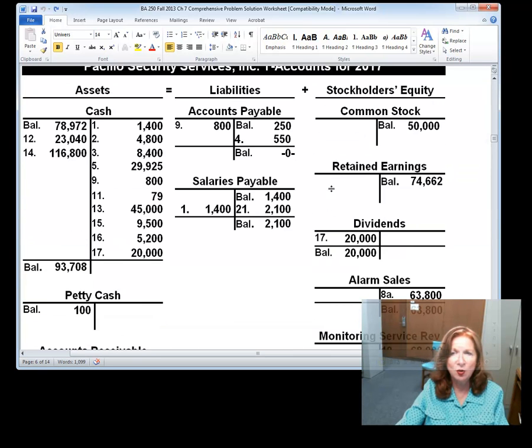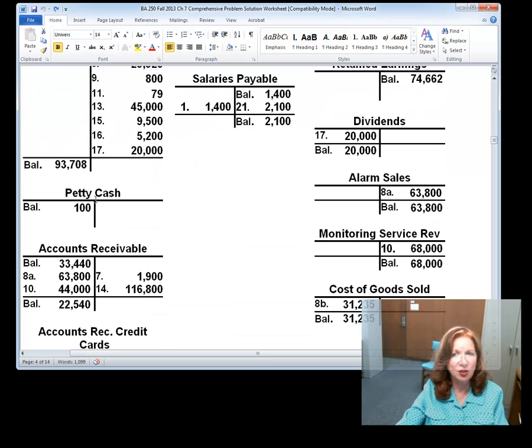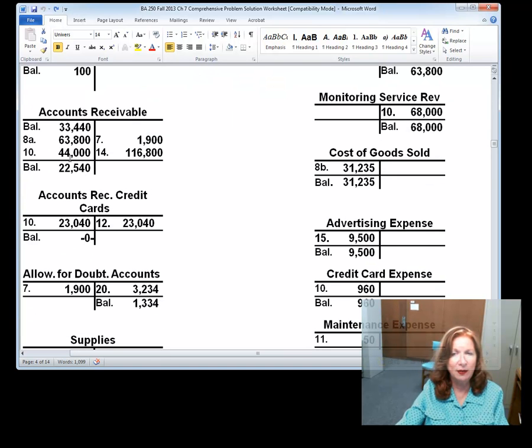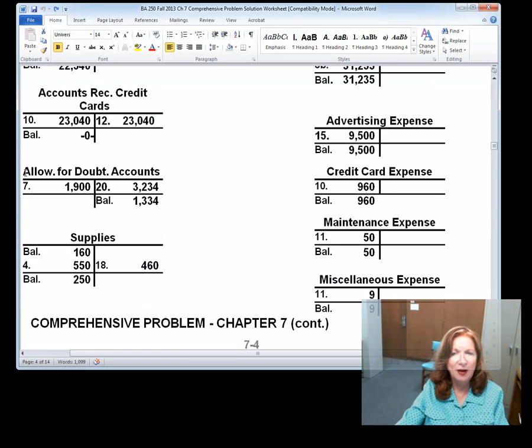Now remember, the trial balance is a list of the accounts starting with the assets. So right up here with cash, you put cash and its balance of $93,000 in the debit column. Then you put petty cash and its balance of $100. And then you put accounts receivable and its balance of $22,500. But then accounts receivable credit cards, another new account for this chapter, balance of $0. Then you have allowance for doubtful accounts, but its balance is a credit.